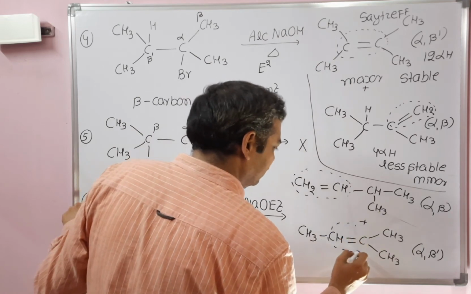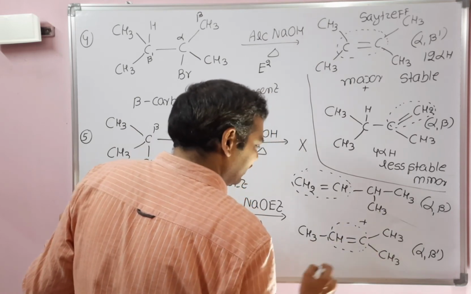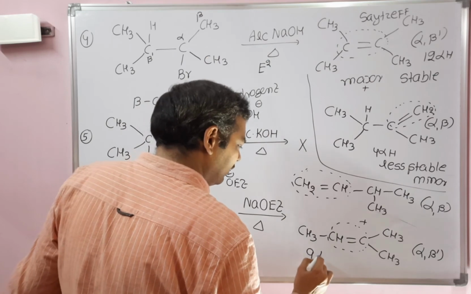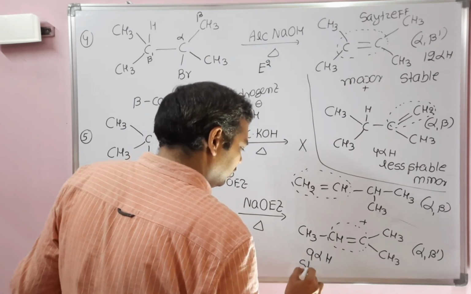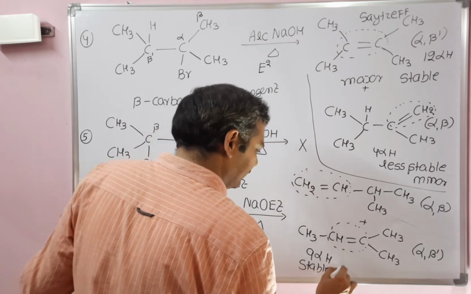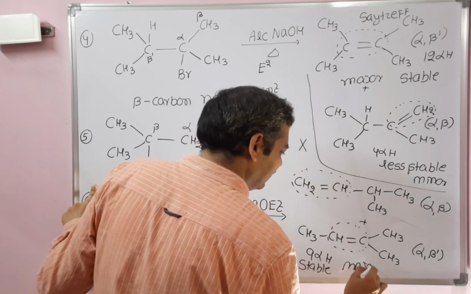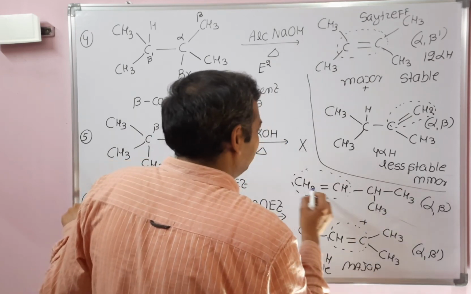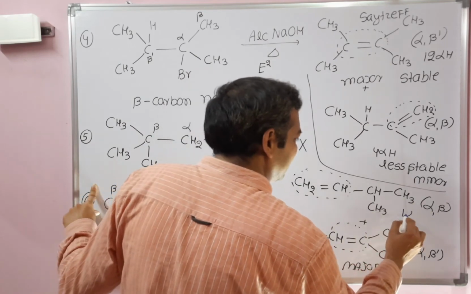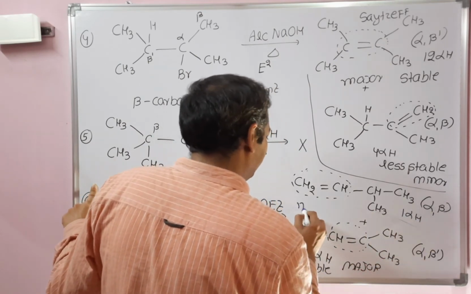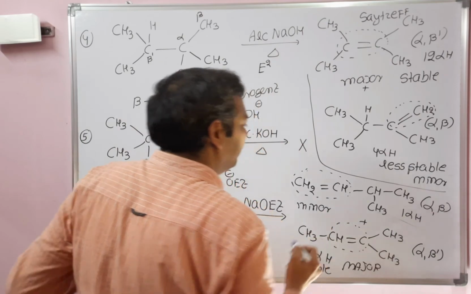On this double bond, 3 side substitution is there. And 3 plus 3 plus 3, 9 alpha hydrogens, that means a stable Zaitsev product. This is the major product. Whereas here, how many alpha hydrogens are there? Only one alpha hydrogen is there. Less stable, minor. This is less stable and it is the minor product.